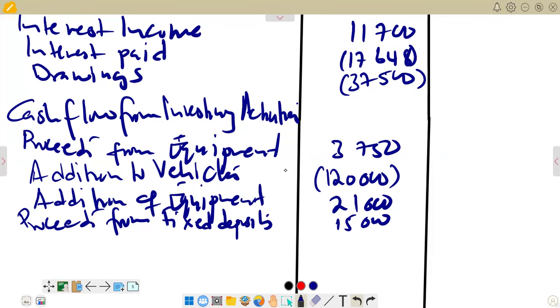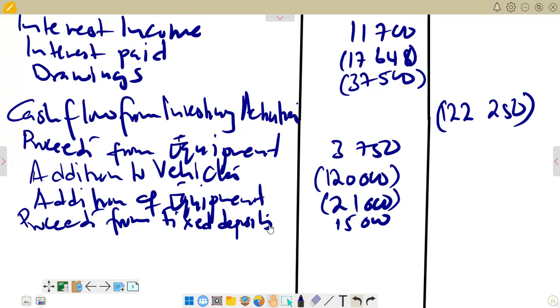So now we can calculate cash flow from investing activities, whereby you're saying 3,750, and then we subtract 120,000, and then we add 21,000. On the 21,000, remember it's an addition of equipment, so it's a negative. There's a mistake there. You're supposed to show it as negative since it's an addition. So we're saying 3,750 minus 120,000 minus 21,000 plus 15,000. Then the answer that we are going to get here is a negative 122,250, in brackets. So that is a negative, which is our cash flow from investing activities.